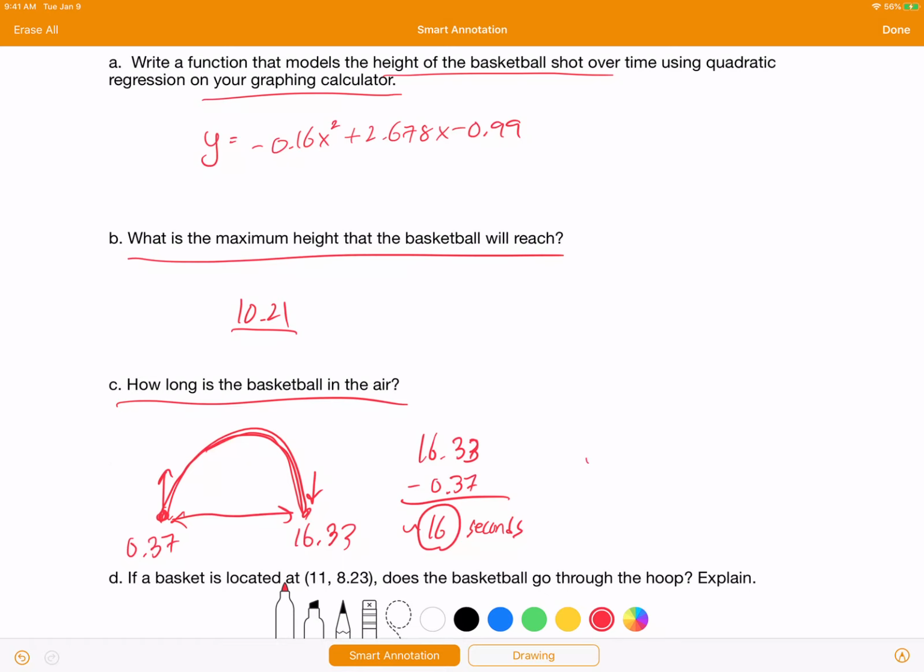So obviously this one will give me 15.96 seconds. That's also an acceptable answer. So anywhere around that would be fine.